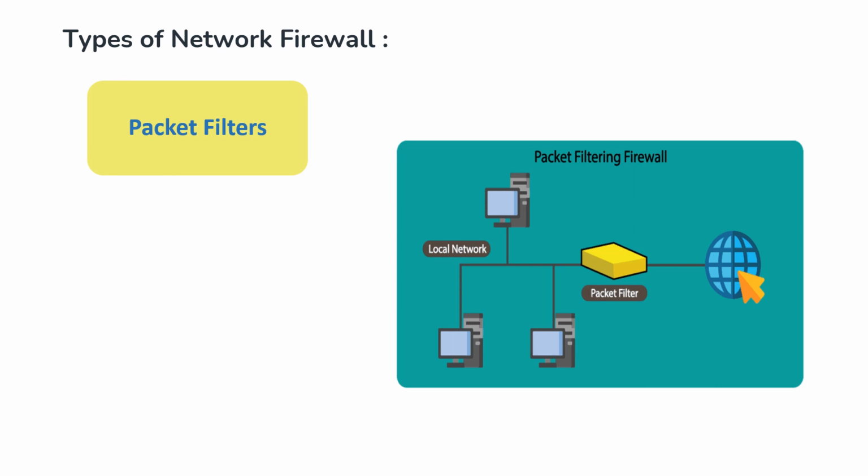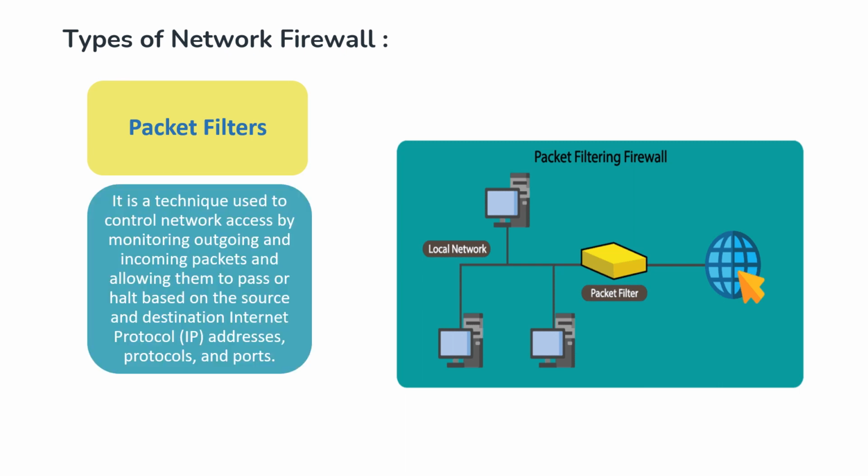First one is the packet filtering firewall. This is a technique used to control network access by monitoring outgoing and incoming packets and allowing them to pass or halt based on the source and destination IP addresses, protocols, and ports. So this is about the packet filtering firewall, and this is also known as the static firewall.